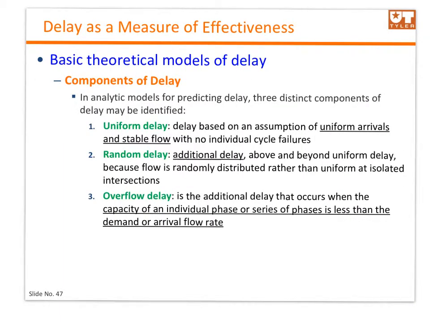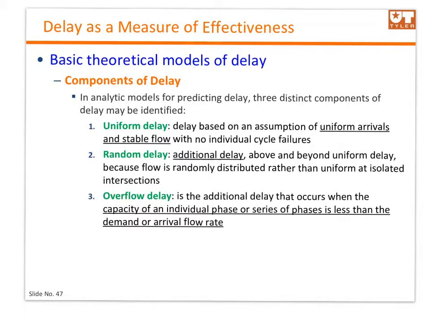So now the question is, how can we come up with a component of delay? As we talked about in the previous three schematics, in any analytic model for predicting delay, there are three distinct components of delay that can be identified. The very first one, condition 1, is the uniform delay. The uniform delay is based on an assumption of uniform arrival and stable flow with no individual cycle failures.